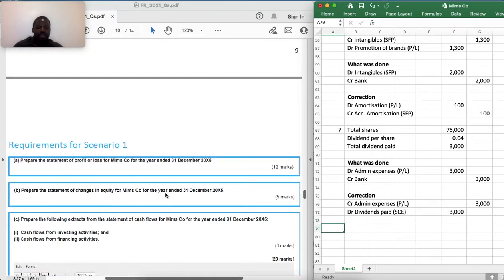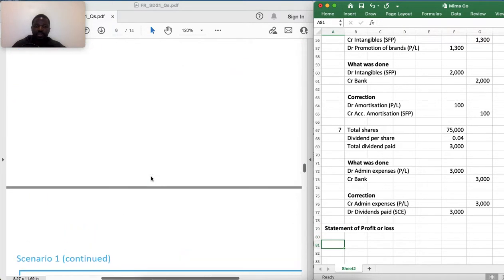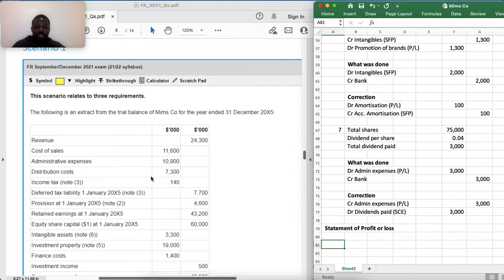Now let's quickly complete the statement of profit or loss. That is A. The statement of profit or loss, let's quickly complete it. We have all the figures now. Revenue, we have got revenue of 24,300. There is no adjustment for revenue.